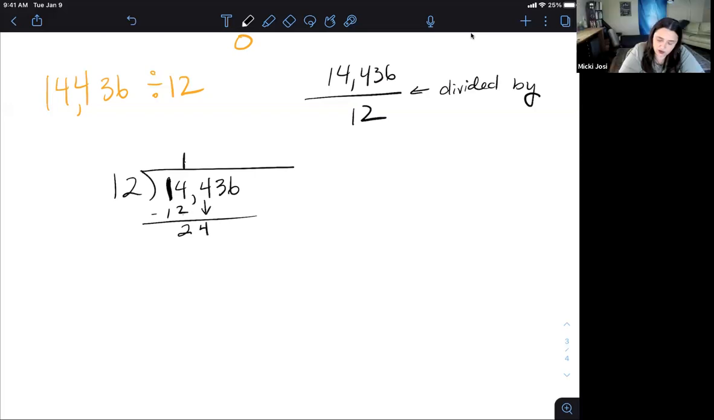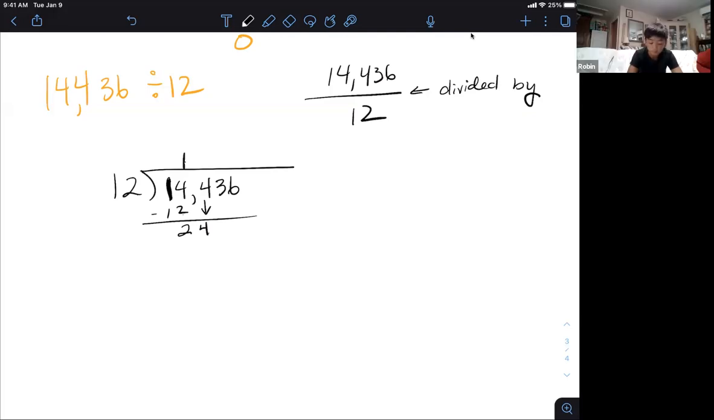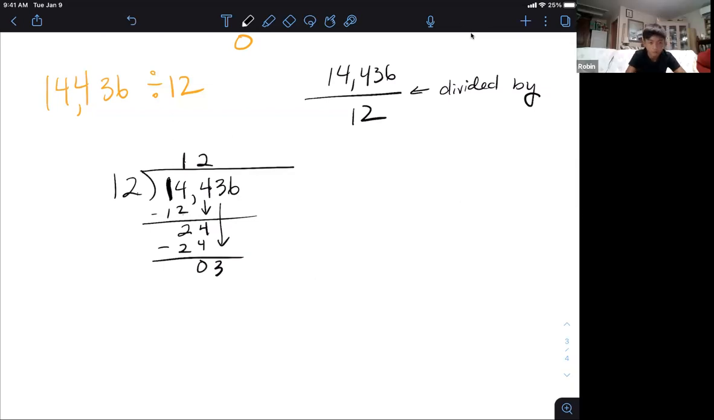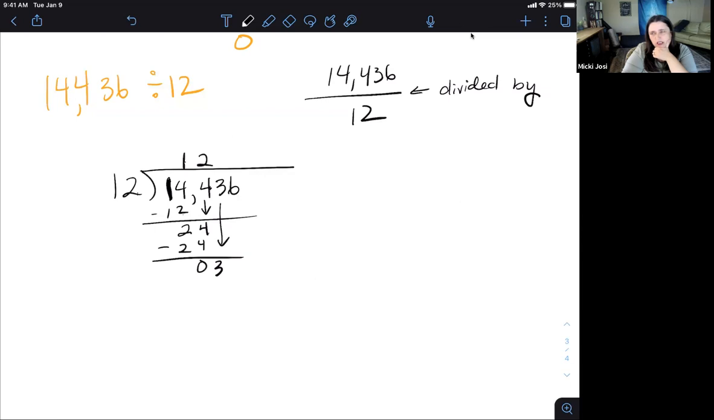Now, how many times does 12 go into 24? 2, exactly. So we put the 2 above that 4 that we just brought down. 2 times 12 is 24. There's no remainder, so that's 0. Then we bring down the 3. How many times does 12 go into 3? 0. So what should we do if it goes in 0 times? Do we need to put anything down or do we just skip it?